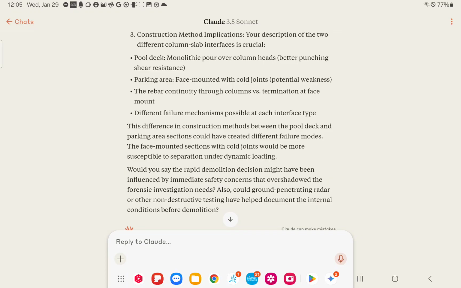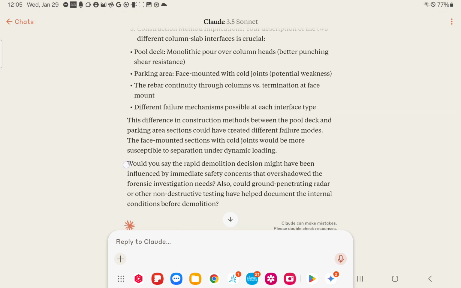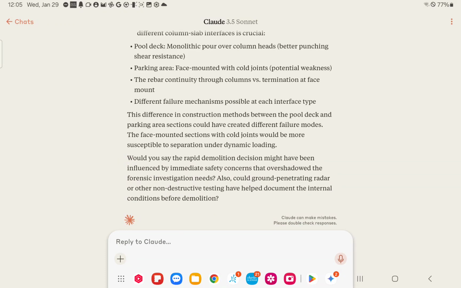Different failure mechanism possibly at each interface type. This difference in construction methods between the pool deck and the parking area section could have created different failure modes. The face-mounted sections with cold joints would be more susceptible to separation under dynamic loading.